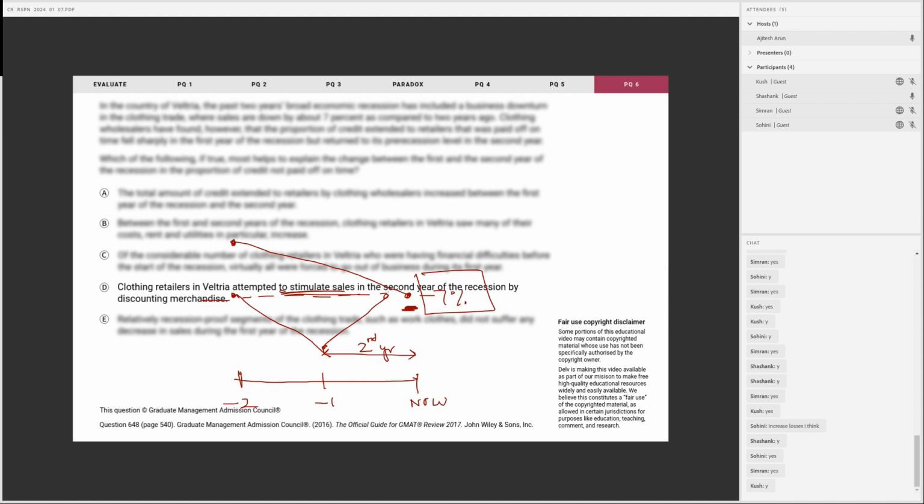Yes, but you can also combine it with the information in the stimulus, which basically tells us that whether they attempted to stimulate or not, the sales are definitely not back to pre-recession levels. They're at -7%. Yes, you can combine the two and say, even if they attempted to stimulate sales by discounting merchandise, as of now, sales are not back to pre-recession levels. The paradox is that somehow the proportion of credit that's paid back on time is back to pre-recession levels. So if the sales are not back, but the proportion of credit paid is back, what's going on? We don't know.